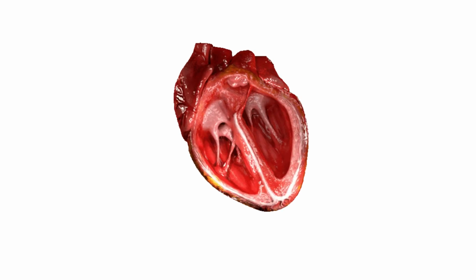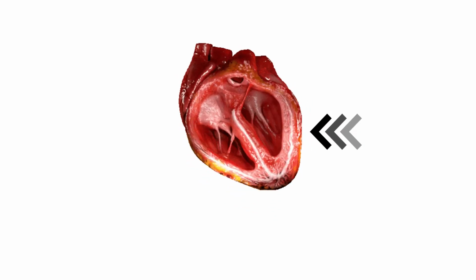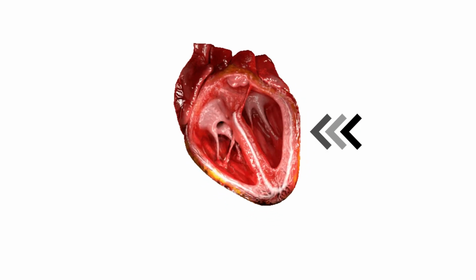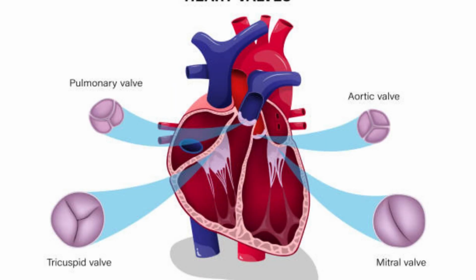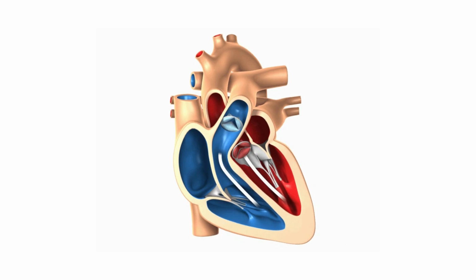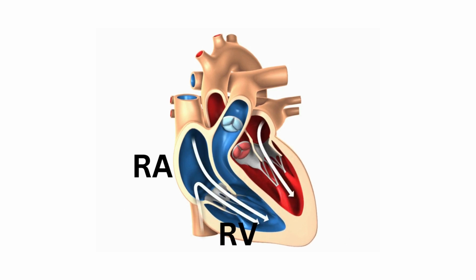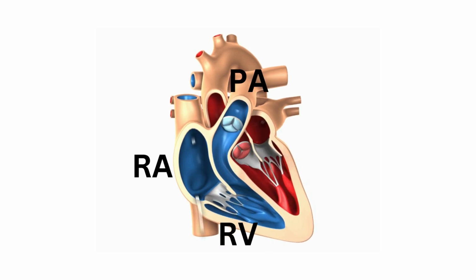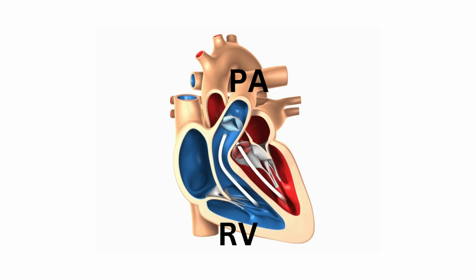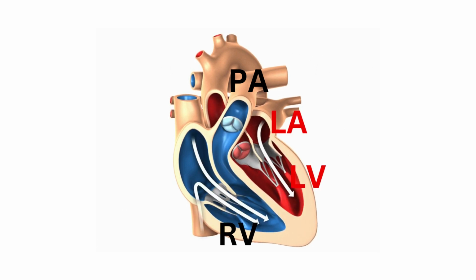Because the heart's left side has to pump blood to the entire body, it has much thicker muscle than the right side. There are 4 valves which serve to ensure one-way blood flow through the heart. Oxygen-poor blood flows from right atrium to right ventricle to pulmonary arteries, while oxygen-rich blood moves from left atrium to left ventricle to the aorta.